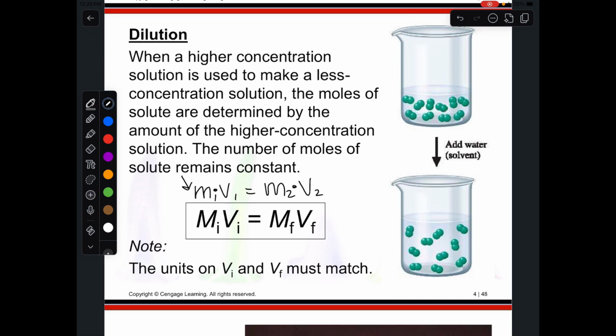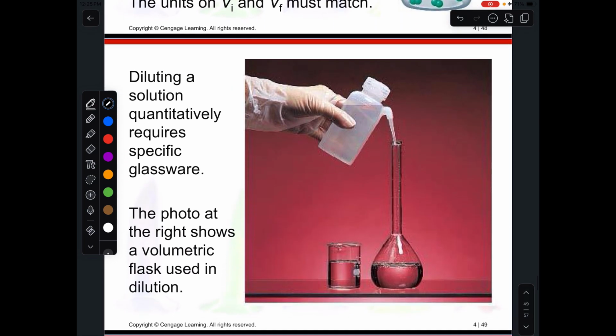And V is volume. Now, the units for volume, it doesn't matter if they're both liters or both milliliters, as long as they're the same thing, because they'd cancel out. So unlike the molarity equation, dilution just has to be molarity, but the units for volume can actually be anything, but typically it is liters or milliliters.